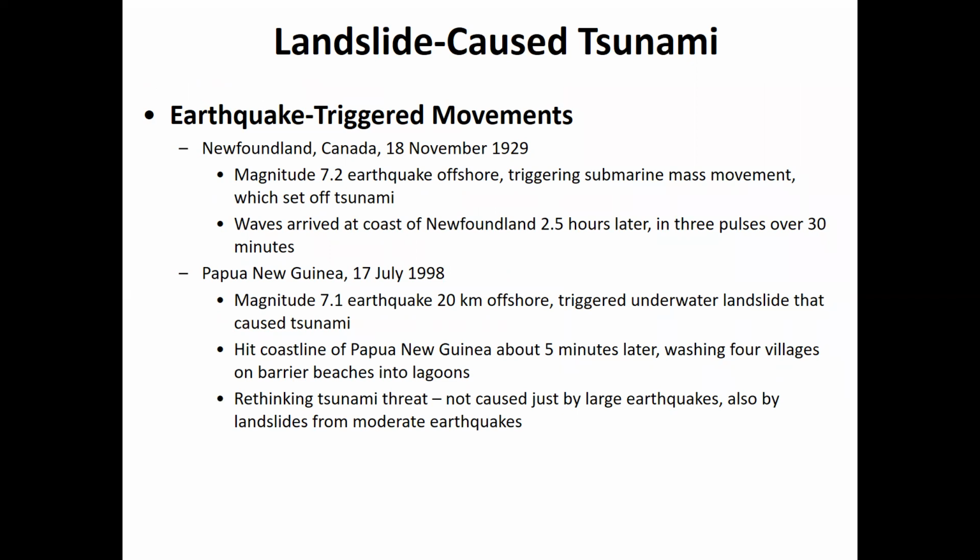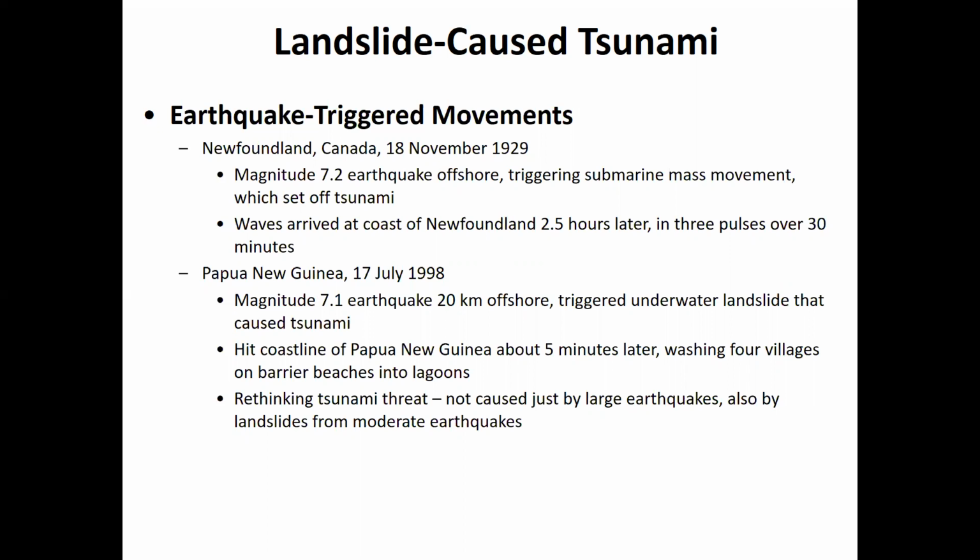So these landslide-caused tsunamis can also be indirectly caused by earthquakes, because earthquakes can trigger landslides. For example, in Newfoundland, Canada in 1929, there was a magnitude 7.2 earthquake off the shore that triggered a submarine landslide, which set off a tsunami. These waves arrived at the coast of Newfoundland 2.5 hours later.